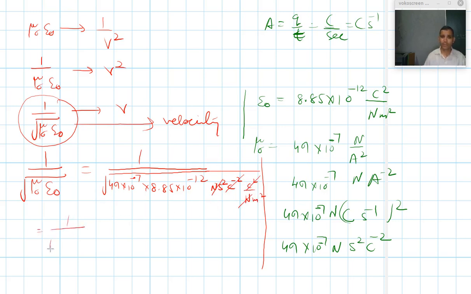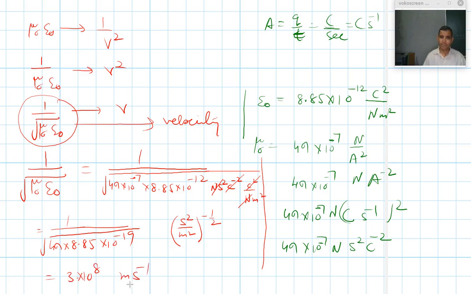So here it is 1 over 4 pi into 8.85 into 10 raised to power minus 19 whole under the root, and here it is second square upon meter square whole raised to power minus 1 by 2. If I simplify it, then it is 3 into 10 raised to power 8 meter per second. That's what we are getting here, right?